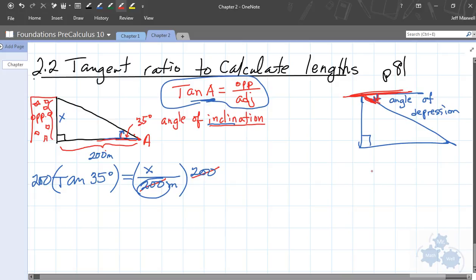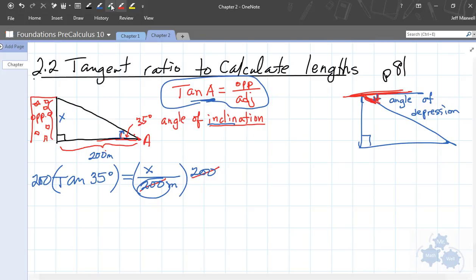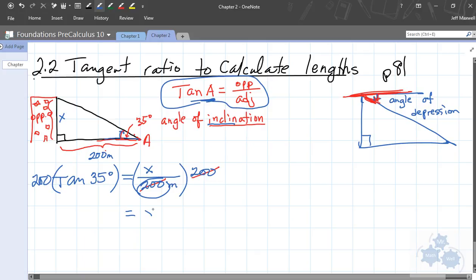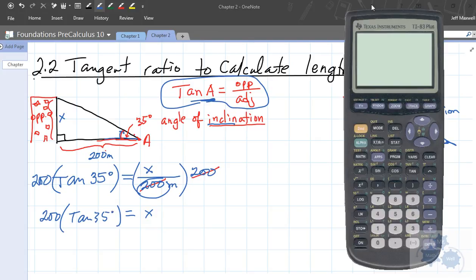And this is how we get rid of the 200. You see that? 200 on the top, 200 on the bottom. 200 divided by 200 is 1. So that's why the 200 is gone, because 200 over 200 is 1, and x times 1 is just x. But what do we have on this side? Well, now we have 200 times tan of 35.